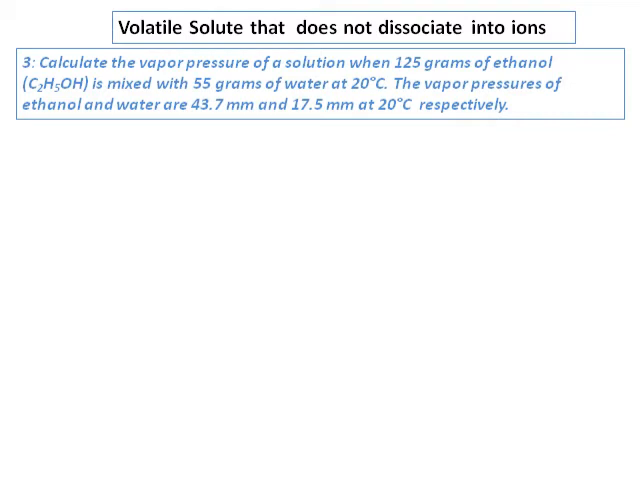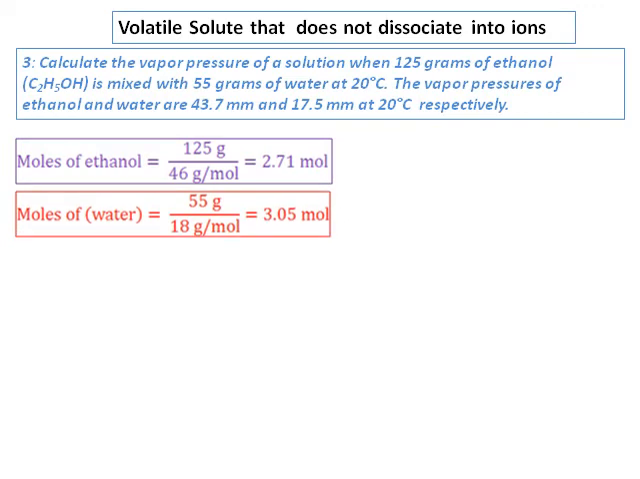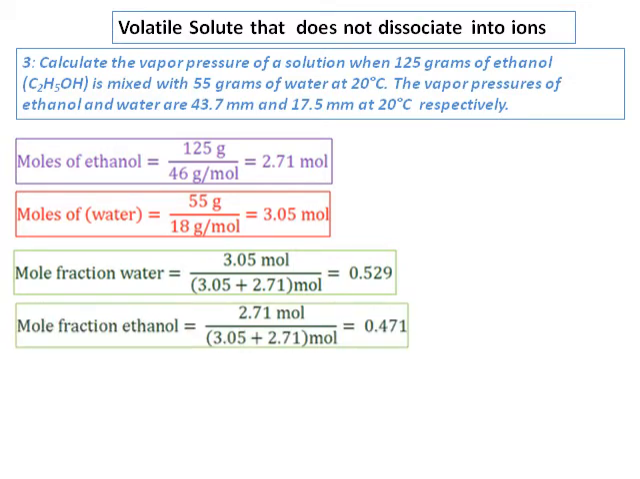So as usual we will apply Raoult's law, but let's calculate the mole fractions. We will start with the moles of ethanol and moles of water. After we calculate the moles of ethanol and water, we can get the mole fraction of water. But this is a case in which I have to calculate the mole fraction of the ethanol also. And from the mole fraction of water, I will get the pressure P1 equals X1 P10. This is the contribution from water.